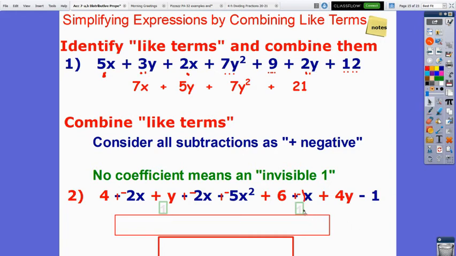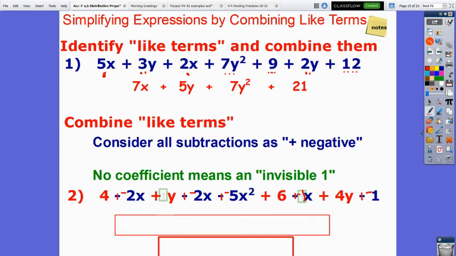Kind of have them standing by here. Right? There's an invisible 1 there. Same thing over here with y. There's an invisible 1. It's very common to forget that when you are combining like terms. I'm forgetting that invisible 1. And we got one more subtraction here, plus -1.